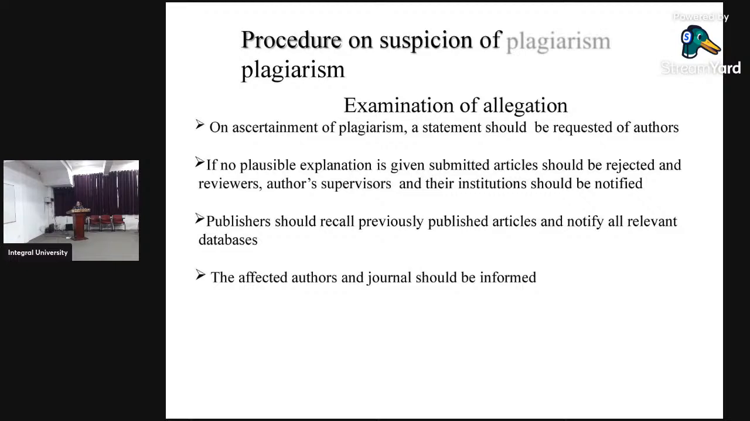Publishers should recall previously published articles and notify all relevant databases. So if somebody is a perpetual offender, right? If a group has published multiple papers where the data is questionable, okay, then what happens? All their previous published work also comes into question. So they may be asked to retract the previous papers too, after thorough examination, of course. Okay? The affected authors and journals should be informed.